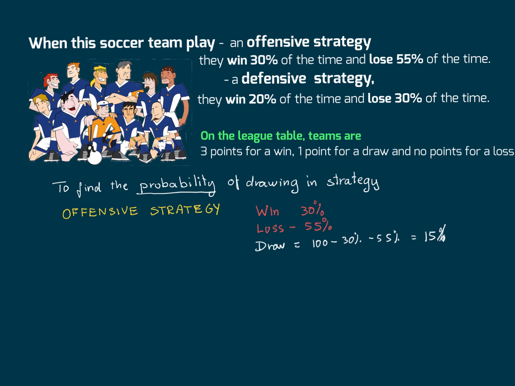Let's have a look at the defensive strategy. So a win will result in 20% and a loss will result in 30%. So therefore a draw is going to be 50% probability of drawing in a defensive strategy.